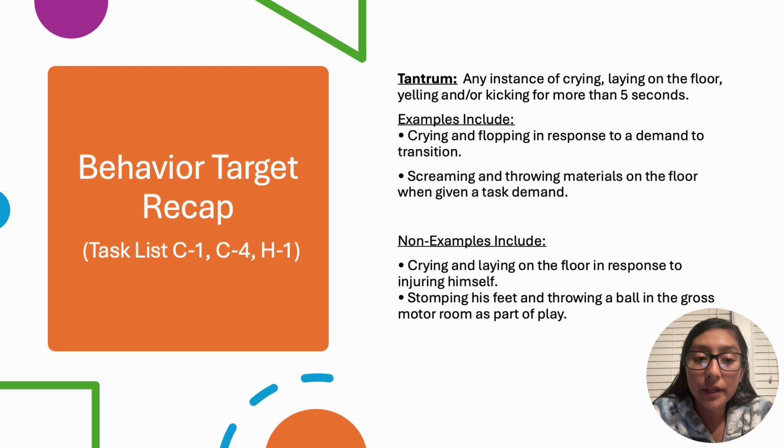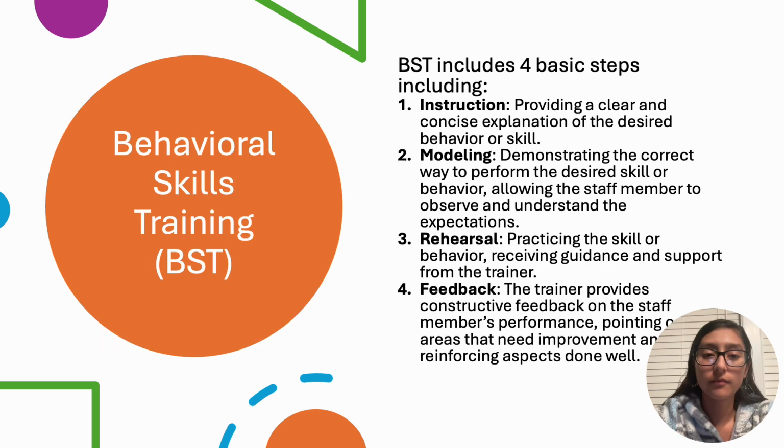For behavior target recap, for this case purposes, I will be targeting the behavior tantrum. Tantrum is defined as any instance of crying, laying on the floor, yelling, and or kicking for more than 5 seconds. Examples include crying and flopping in response to a demand to transition, or screaming and throwing materials on the floor when given a task demand. Non-examples include crying and laying on the floor in response to injuring himself.